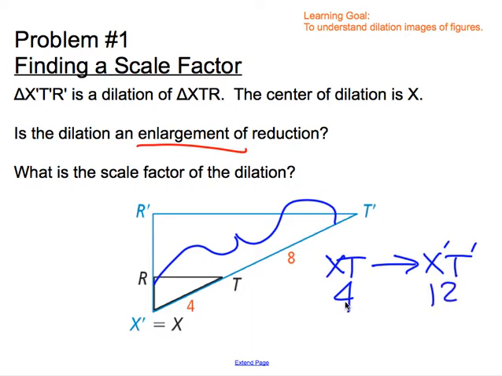So then we have to ask ourselves, first of all, this is an enlargement. So I know that the scale factor has to be greater than 1, and I have to ask myself, 4 times x equals 12. So by dividing both sides by 4, we get that the scale factor is going to be 3. So each of these pieces in the larger triangle is 3 times the length of that same piece in the smaller triangle.